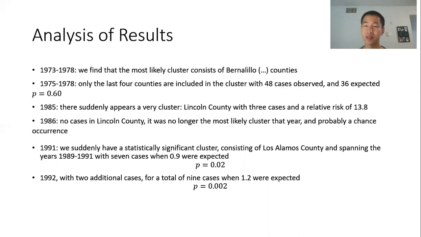Then it comes to the year 1991. We suddenly have a statistically significant cluster, and the p-value is 0.02. However, in the next year, another 2 new confirmed cases were added into the dataset. This brings the p-value down to 0.002. This county, Los Alamos, has a total of 9 cases, while we only expect 1.2 cases. So basically, this is the only statistically significant cluster.